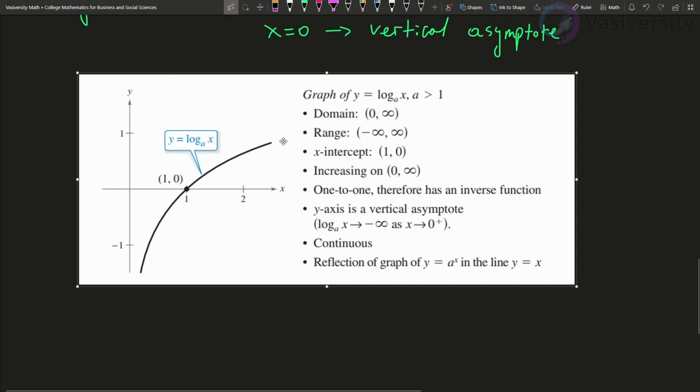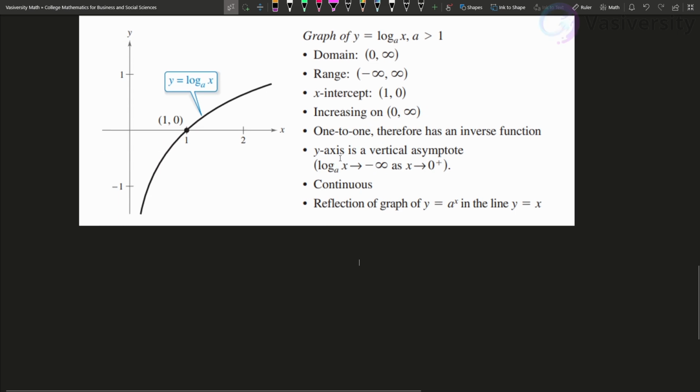Because it's essentially growing upwards as x is increasing, it's increasing on 0 to positive infinity. It's 1 to 1, and therefore, since the function is 1 to 1, it has an inverse, right? That is the condition that has to be satisfied in order for us to have an inverse. And then the y-axis is the vertical asymptote, which is x equal to 0, right? It's continuous, and the reflection of the graph of y equal to a^x is the line y equal to x.